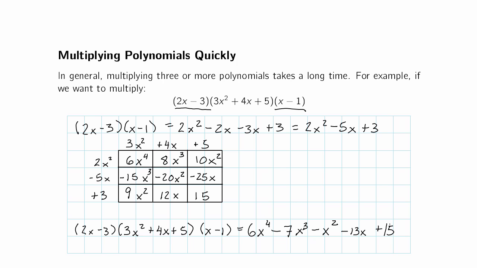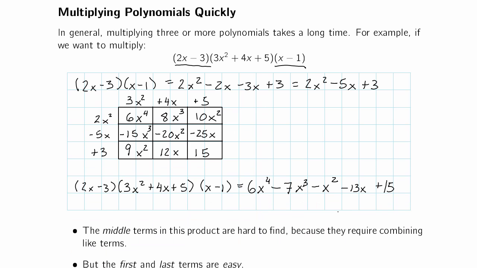Okay, so that's a pain. Is there an easier way to do that? Well, no, not really. Not if we actually want to find out what they actually multiply to. So, the title of this video is a little bit of an overstatement. Getting the middle terms is hard, because we've got to combine like terms to get them. But the first and last terms, those are easy.